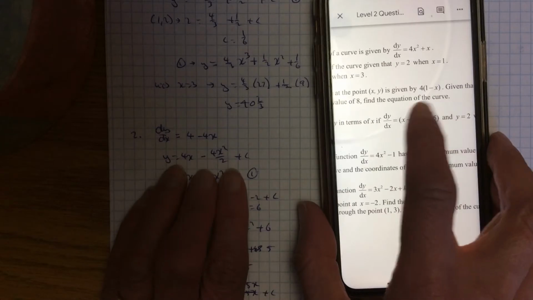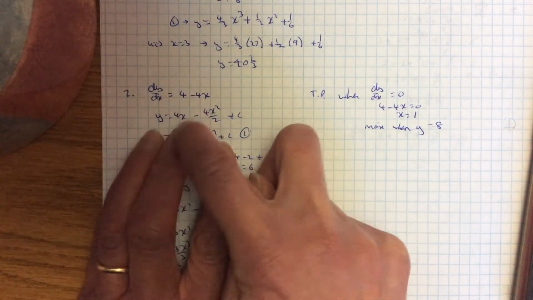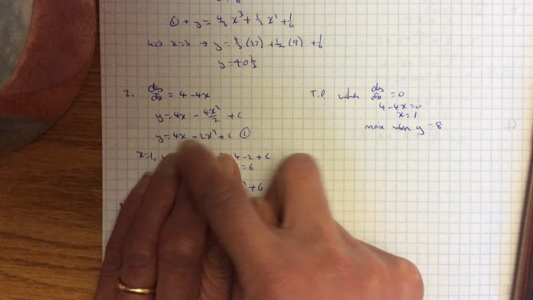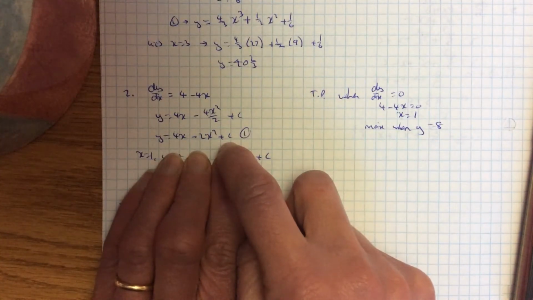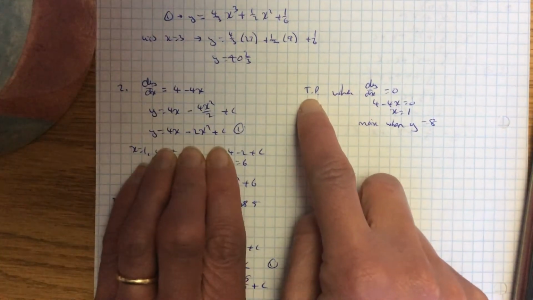So first of all, find the equation of the curve. Let's integrate it first of all. So integrating that, x reappears, add 1 to the power, divide by it, and don't forget your c. Tidy that up. Now, the question said it had a maximum value of 8. So that meant its turning point.